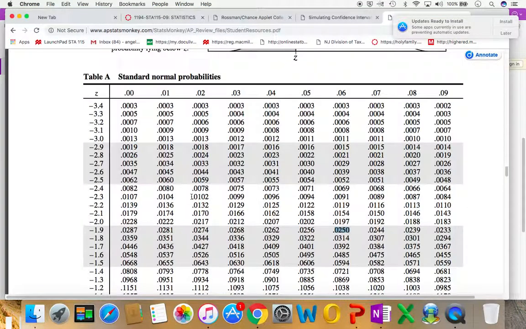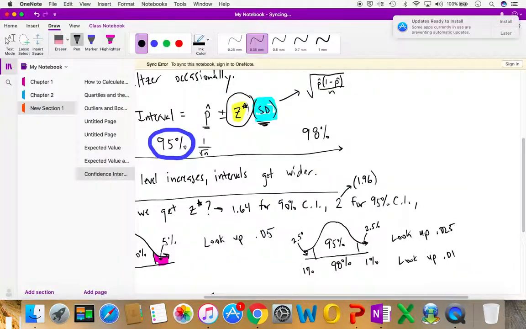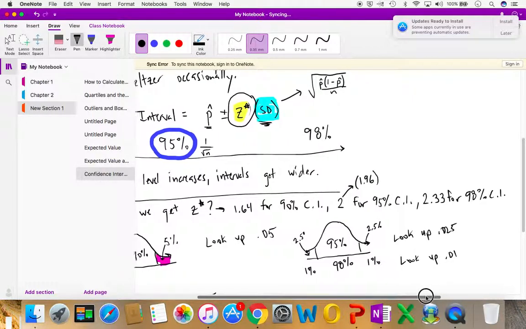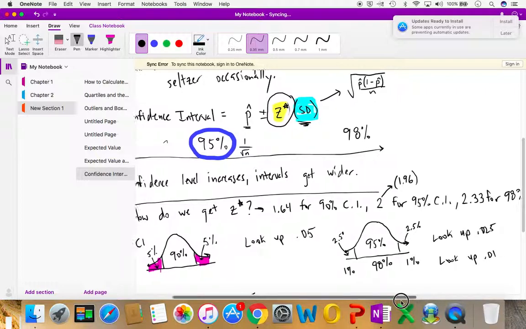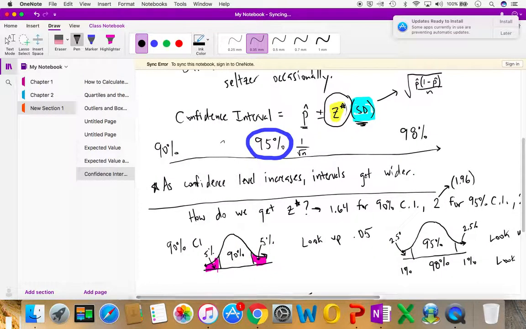0.01 over here. This one's pretty close. This one's probably closer, actually 0.099. So I'm going to use 2.33. Again, working backwards, I go back to negative 2.3 and then up to 0.03. Okay, so I would use 2.33 for a 98% confidence interval. Okay, so that shows you the relationship between changing the level of confidence and how the width of the confidence interval increases or decreases.